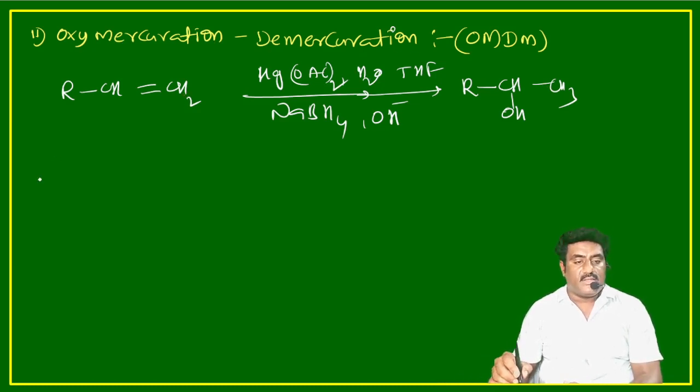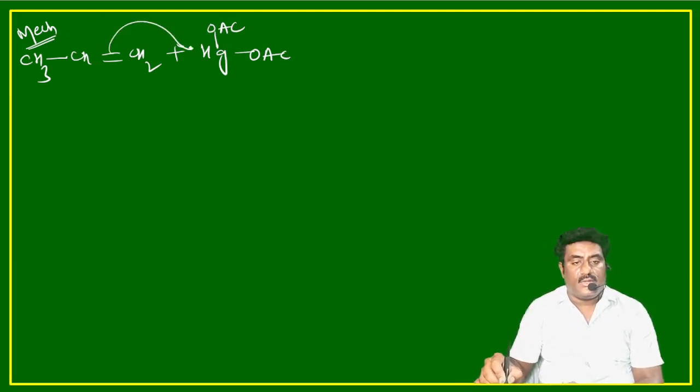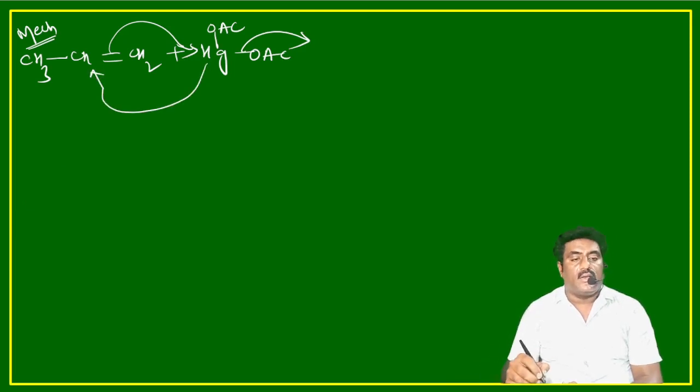I am writing the mechanism for this reaction. See, have a look at the mechanism. See, CH3, CH double bond CH2. It is propene. In the presence of mercuric acetate, Hg(OAc)2. See, this pi bond is attracted to mercury. See, acetate is the leaving group. So the mercury attacks the carbon with positive charge.